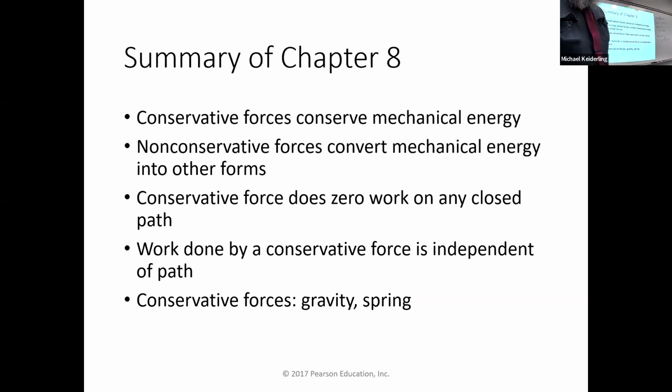No? Okay. Let's talk about chapter 8. Chapter 8 introduces the idea of conservative forces. Conservative forces are forces that conserve mechanical energy. Non-conservative forces convert mechanical energy into other forms. So conservative forces are things like springs and gravity. Non-conservative forces are things like friction.